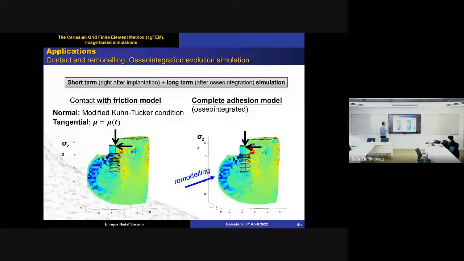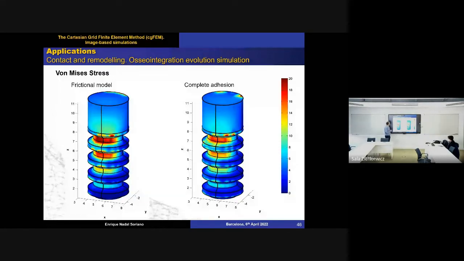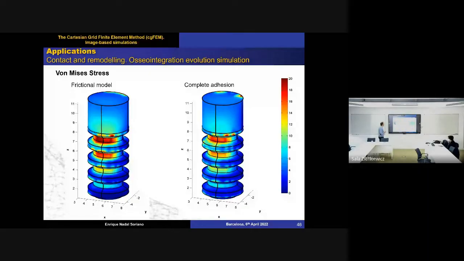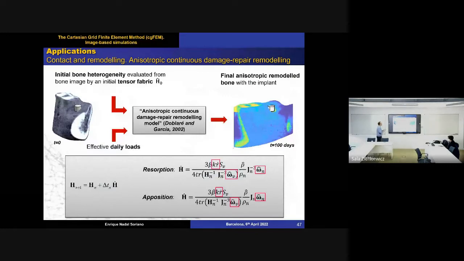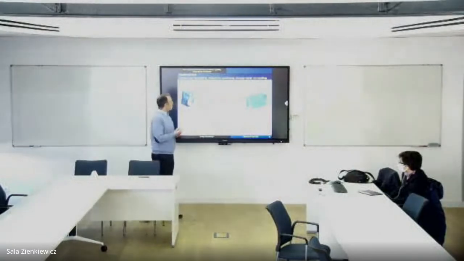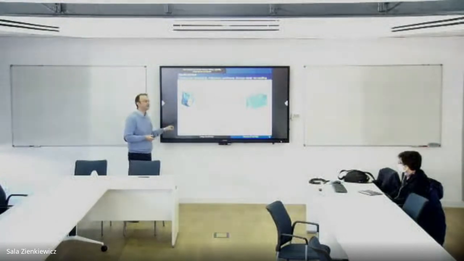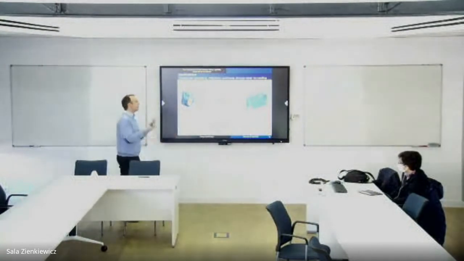Well, these are the stresses in the implant, the normal tractions in the implant when the frictional model is considered or when the complete adhesion is considered. They are slightly different. So for the remodeling process, we use the model developed by Doblaré and García many years ago. And we use this, but we can use any other one. This is just an algorithm to update the image according to, in this case, the stress in the previous time step.